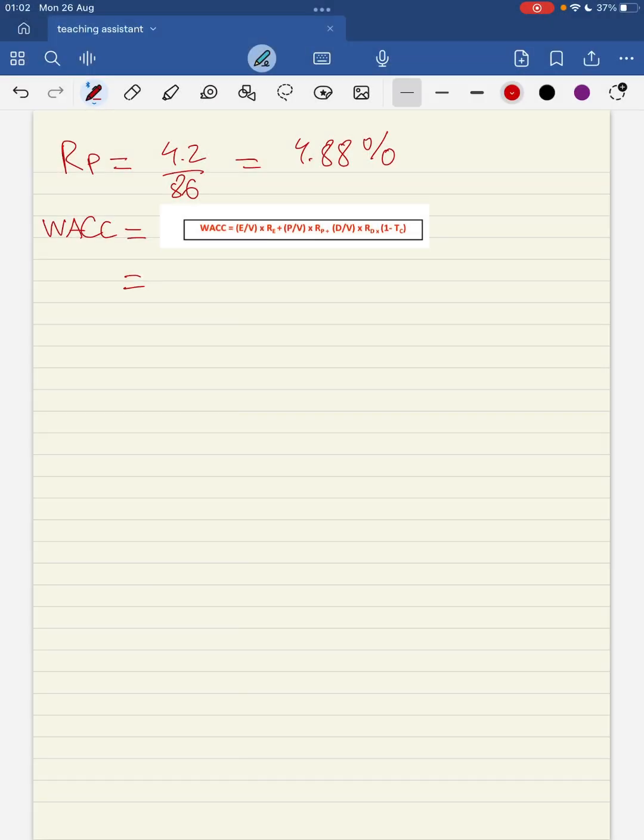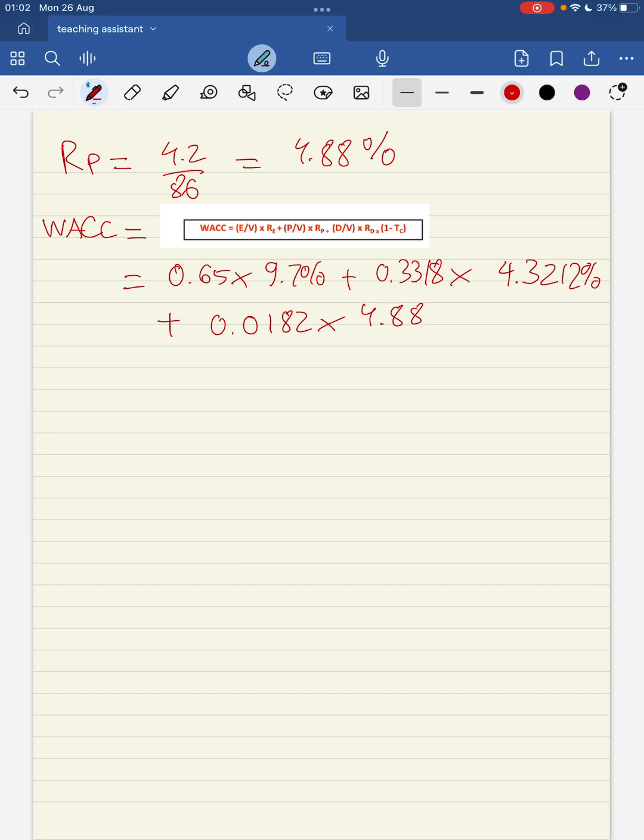Putting the numbers into the formula, we will have 0.65 times 9.7% plus 0.3318 times 4.3212% plus 0.0182 times 4.88%. Therefore, our final answer will be equal to 7.8%. And this is how we find out the WACC of a project.